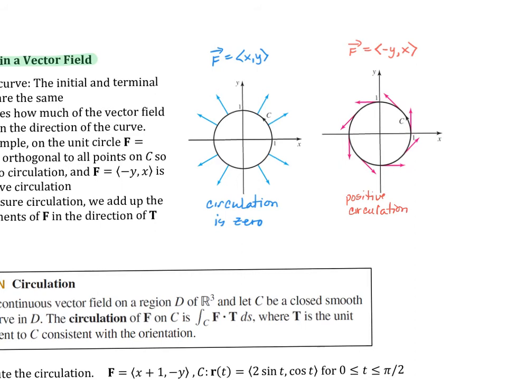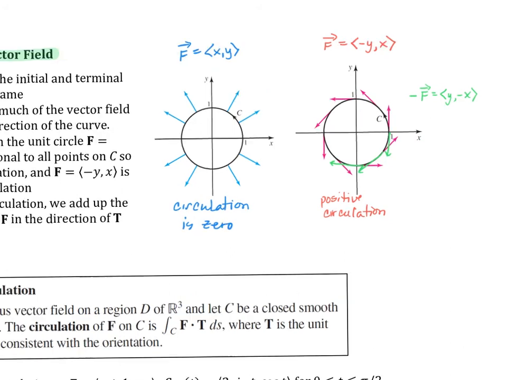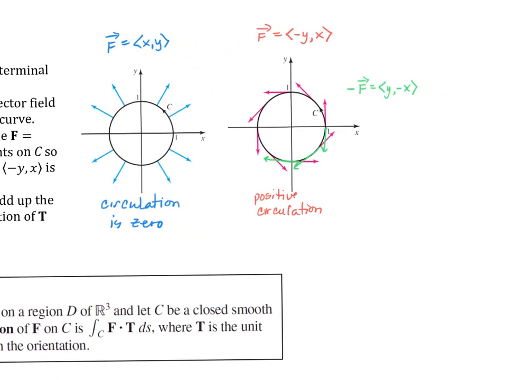All right, so I'm going to change this color. What if, looking at this second diagram, my vector field was y comma negative x? That's actually taking my original vector field, negative y comma x, and taking the negative. Well, that means that all the vectors would be going in the opposite direction. So in this case, the circulation is going to be negative.